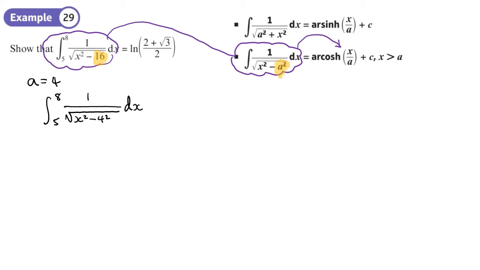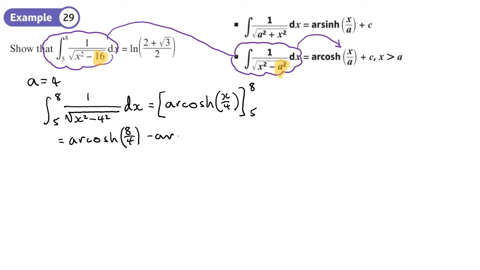That might be helpful. Now what does that equal? That's going to be arc cosh x over a, so x over 4. And in a moment we'll substitute in the values of 8 and 5. So let's work out what that is. First of all, we've got arc cosh 8 over 4 minus arc cosh 5 over 4. So that becomes arc cosh 2 minus arc cosh 5 over 4.